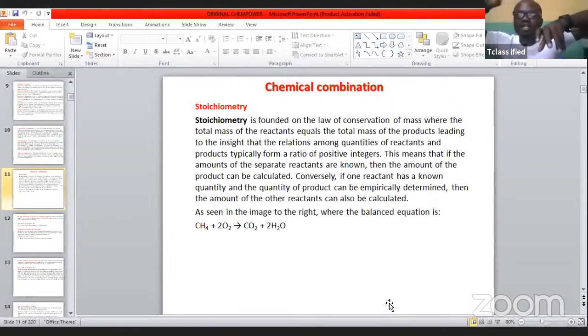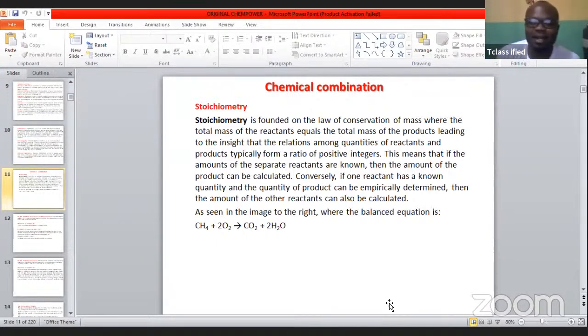Balancing of moles in the reactants and moles on the product side. That's the essence. Okay. Now, conversely, if one reactant has a known quantity and the quantity of the product can be empirically determined, then the amount of the other reactants can be calculated. Okay, so we are still saying the same thing. So this can be illustrated from the equation that is given below. So you can see the equation. Let me check. Okay, the equation says CH4 plus 2O2.